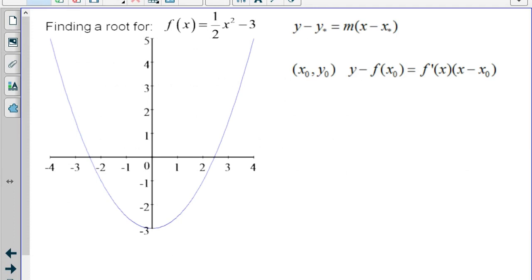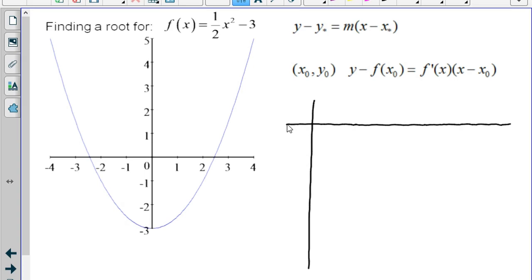Finding a root for f of x equals 1/2 x squared minus 3, y minus y star. Now the reason we're putting that star in is that as you continue in successive iterations, it might be y1 and x1, y2 and x2. So as we move forward, we keep going on. The way that I like teaching this is in a table, because it's easier to remember.